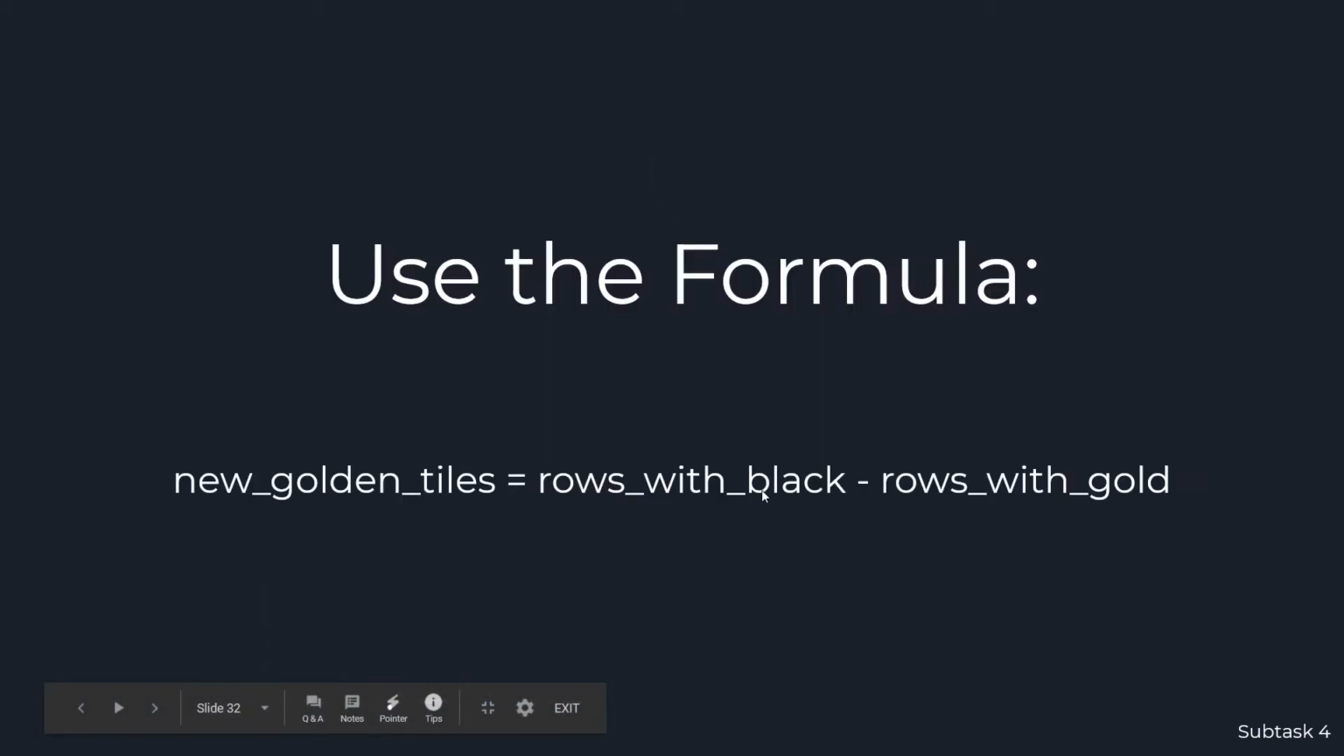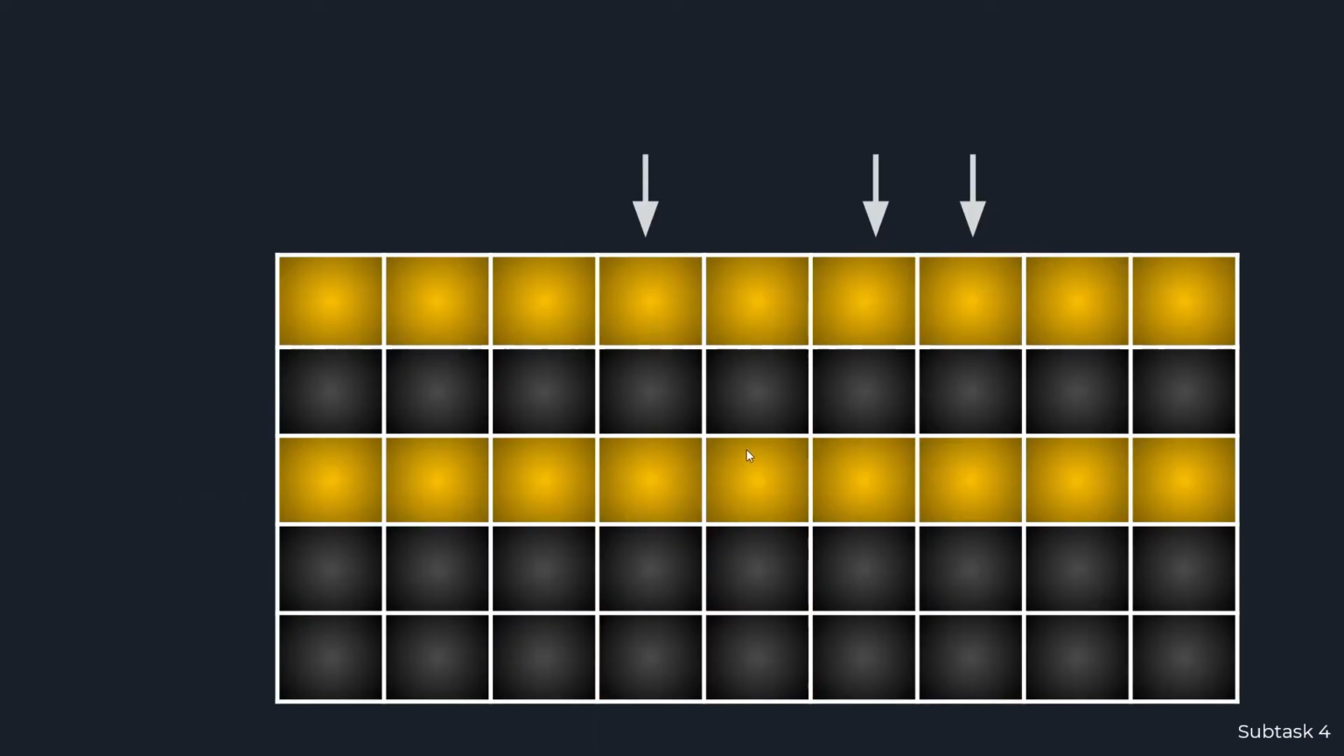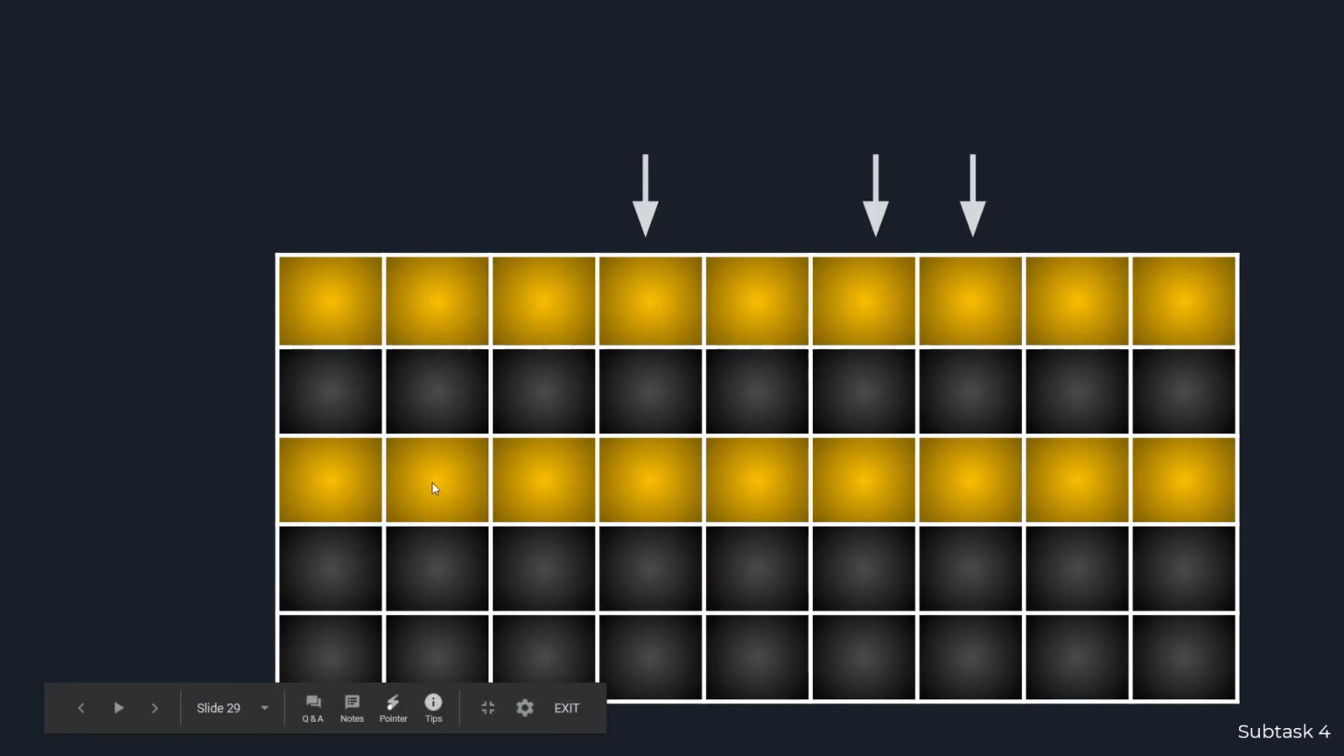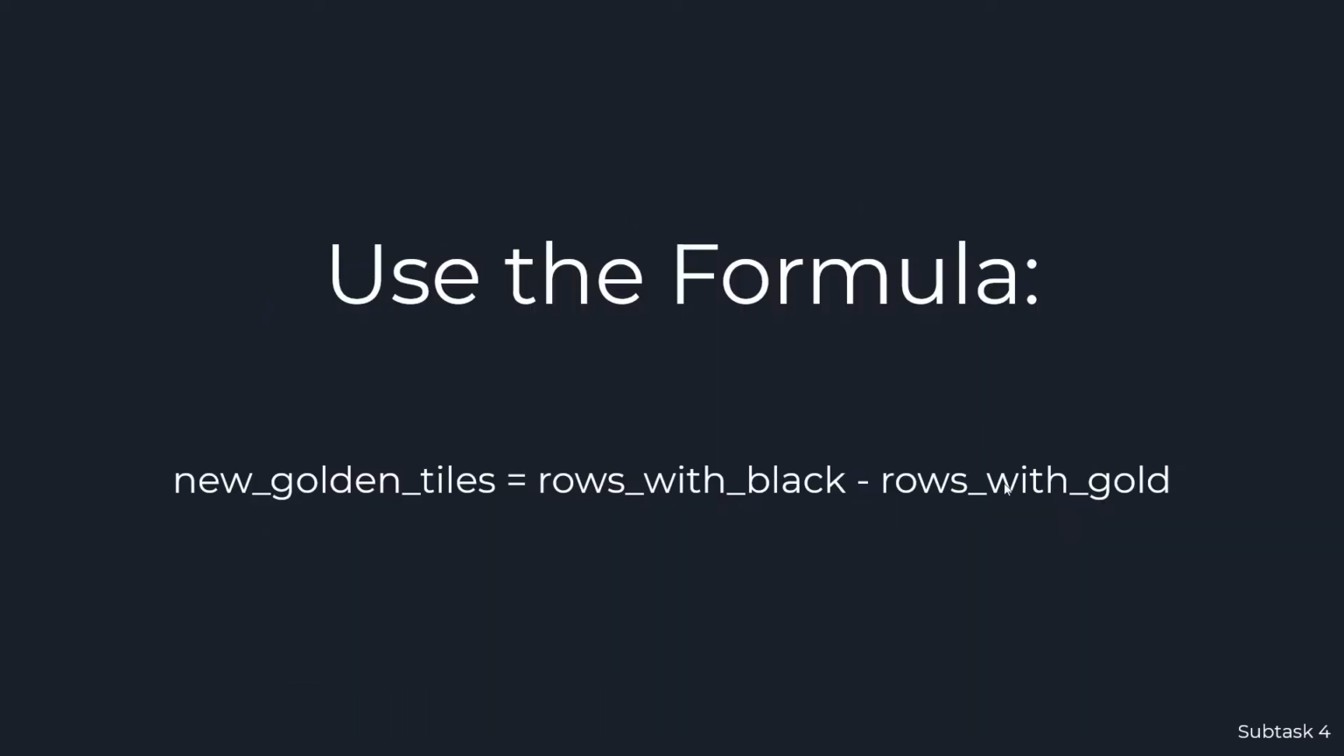So we're going to do rows of black, the amount of black tiles that are going to turn into gold tiles, minus the amount of gold tiles that are going to turn into black tiles. If we look back at our example, we have 3 rows of black, so we have 3 minus the amount of rows of gold, which is 2. So 3 minus 2 gives us 1 new golden tile every time we paint over a specific column.